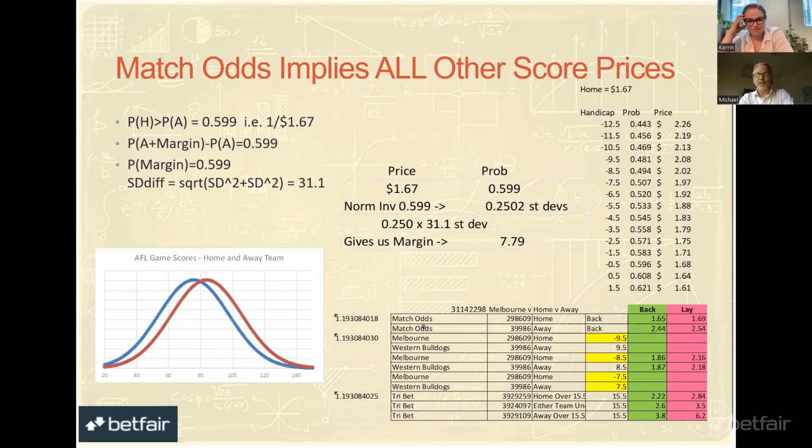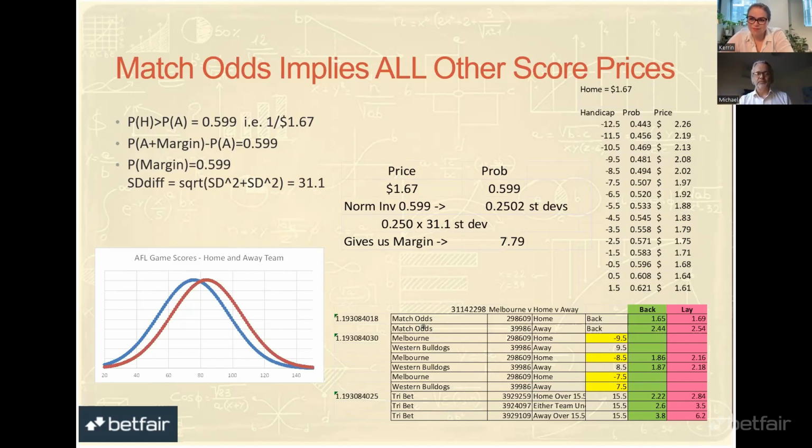And in fact, we can calculate with just one column in Excel. If the home team is $1.67, we know the prices of all those handicaps. And we could go forth and put bets on the exchange at all those different handicaps, simply from the fact that we know what our match odds are, because they all simply derive from those two curves.